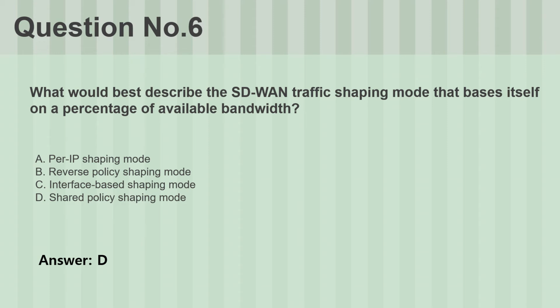Question number 6. What would best describe the SD-WAN traffic shaping mode that bases itself on a percentage of available bandwidth? A. Per IP shaping mode. B. Reverse policy shaping mode. C. Interface-based shaping mode. D. Shared policy shaping mode. Answer: D.